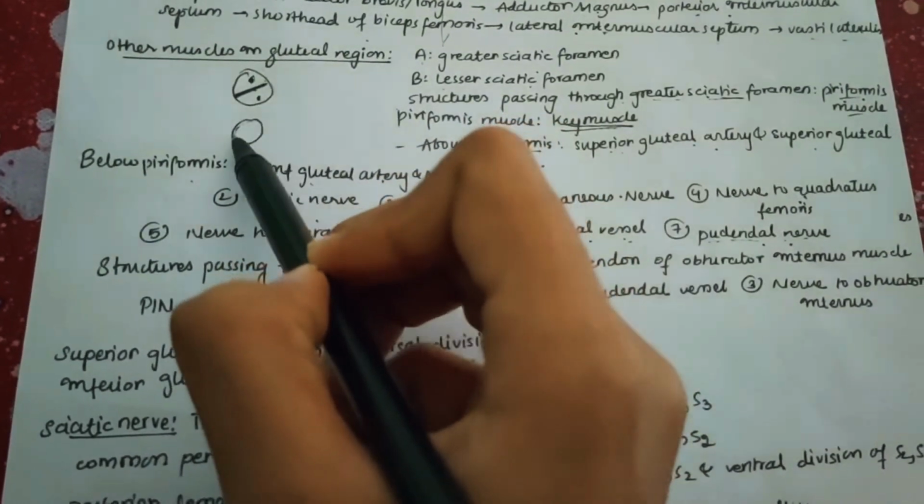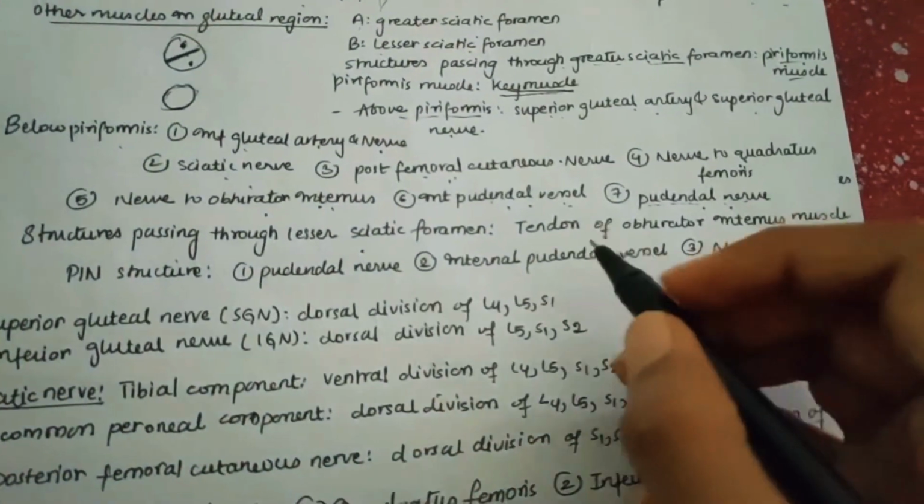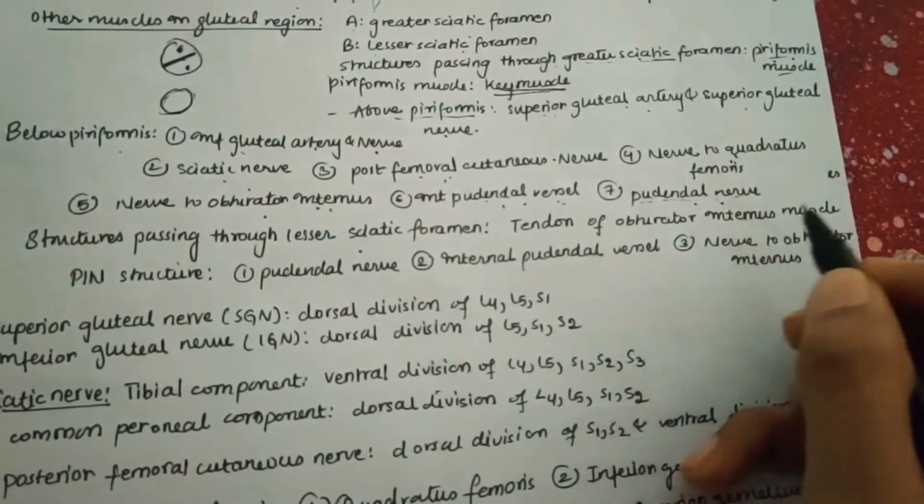Next, let us see the structures which are passing through the lesser sciatic foramen. This is the greater sciatic foramen, this is the lesser sciatic foramen.